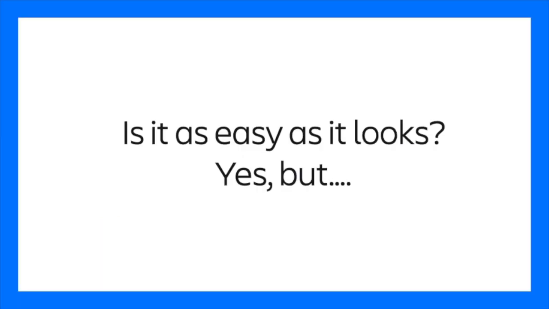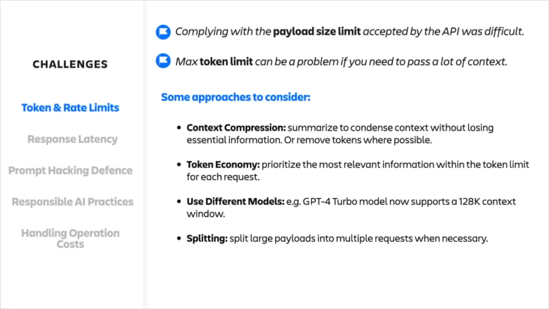So Michael, is it as easy as it looks? Well, yes, but not quite. There were obviously a few challenges. The first challenge we faced were the already mentioned token and rate limits. Given the fact that we had to pass a lot of context with the pull request, but also referencing JIRA issues, you very fast hit token limits. This can be a real problem. The payload size limit accepted by the API can just be an issue. But there are a few things to circumvent this problem.